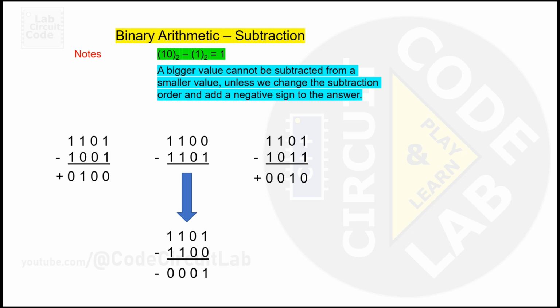Another example, 1000 minus 1110. In this case, the number at the bottom side is bigger than the number at the top side, so we need to change the subtraction order. Now that the order is changed, we can do the subtraction. However, the answer is going to be negative.